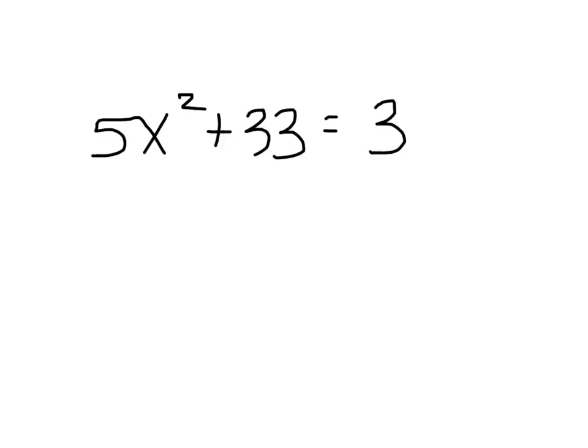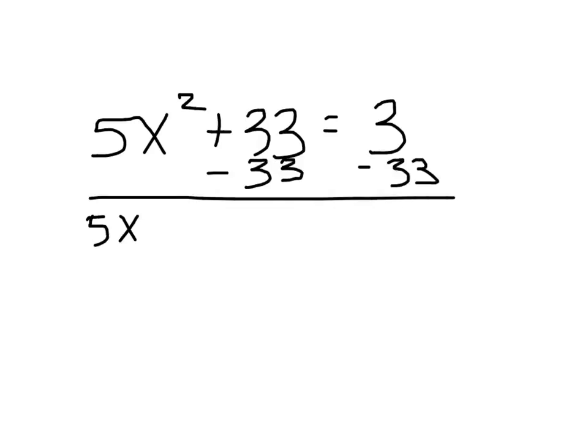Okay, what are you going to do? Minus 33. That sounds like a great step to me. What's 3 minus 33? Negative 30. Is it important to have the sign correct? Yeah, because what happens if you don't? It's wrong. Okay, so now what? Divide by 5. And what's negative 30 divided by 5?